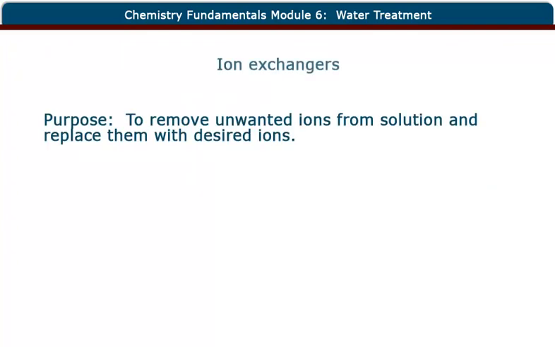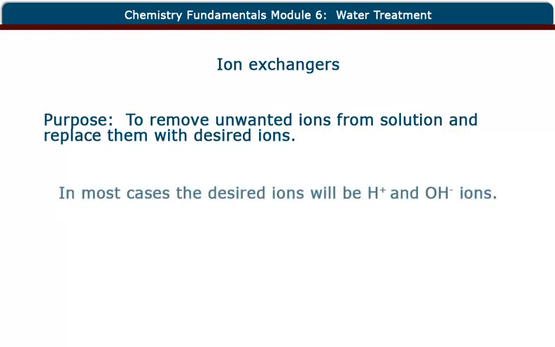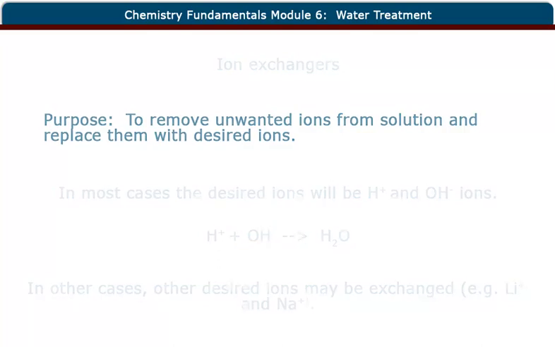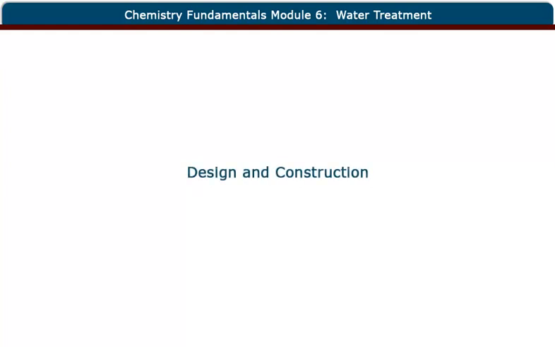So the purpose of an ion exchanger is to remove unwanted ions and replace them with desired ones. We've already seen examples of unwanted ions, so what are the desired ones? Well, in most cases, these would be hydrogen ions and hydroxide ions. Why? Because if you put these two ions together, what do you get? Think about it. H2O. And in some cases, other ions may be desirable, such as lithium, sodium, or maybe chloride. We're now going to talk about the design and construction of a basic ion exchanger and explain how one works.